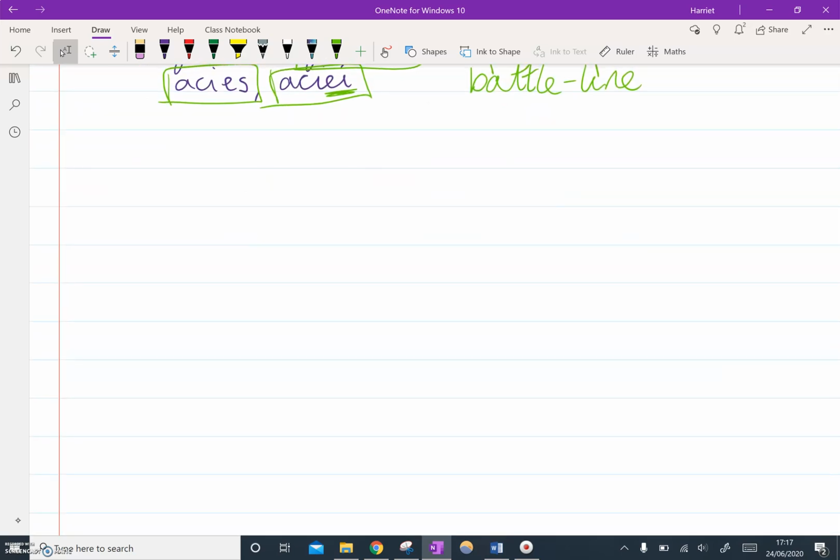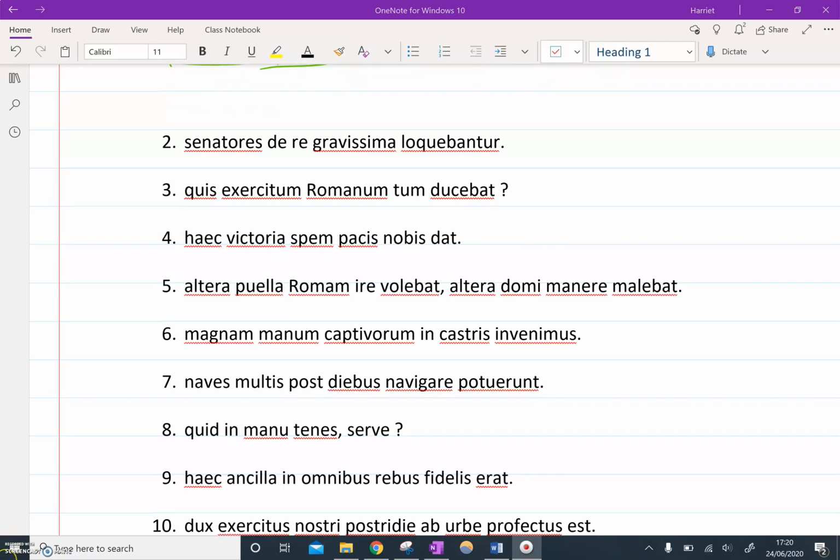So turn to page 125 and have a look at exercise 10.5. I'm going to pop it here as well. Right, okay, so we're not having a look at number 1 because we've already done that when we were practicing purpose clauses. So just straight into number 2. Have a look at the sentence, have a go, pause the video and press play when you're ready.